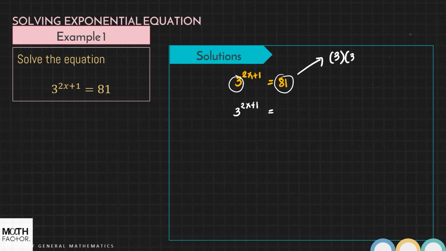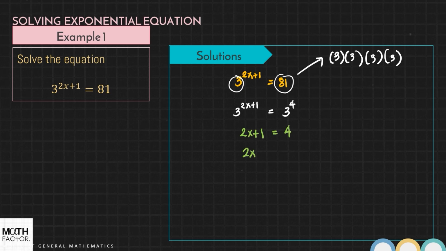3 times 3 is 9. Times 3, we have 27. Times 3, we have 81. So, we have here, we will be rewriting it as 3 raised to 4. Okay, so ngayon, since bases are the same, we can equate the exponents. So let us rewrite this. 2x plus 1 is equal to 4. So let us solve for x.